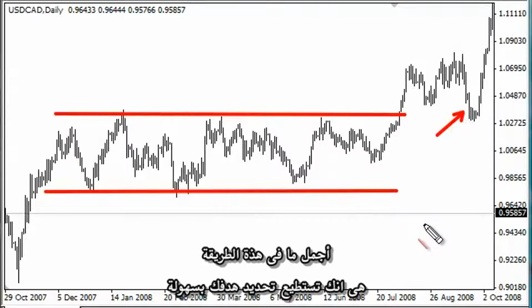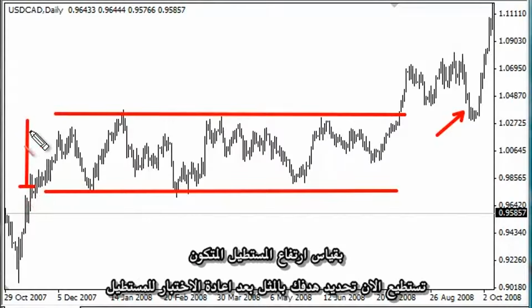The beauty of the rectangle is that it comes in with a built-in measuring mechanism as well. By measuring the height of the rectangle, you now can get a projected target, be it a breakdown or in this case a break up of the rectangle.